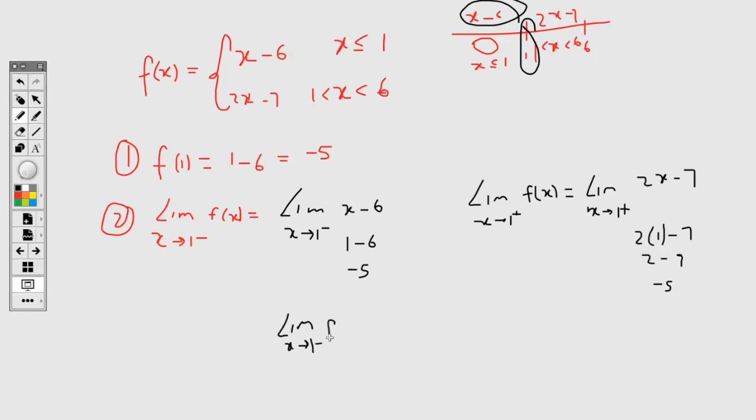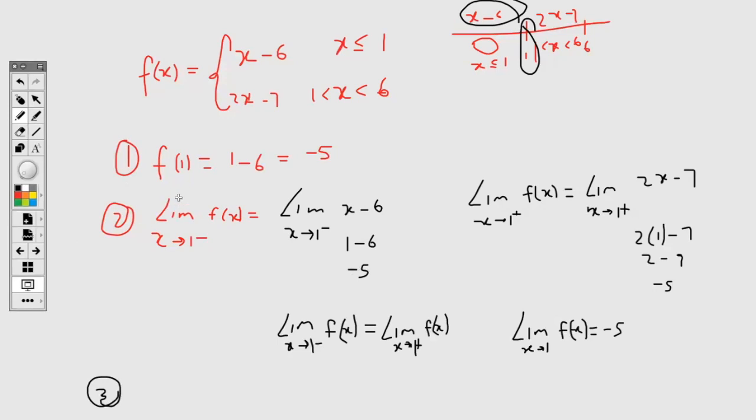The limit coming from the left is the same as the limit as x tends to 1 coming from the right. So since they're equal, because I've just found them to be negative 5, then it means the limit exists. So the limit as x tends to 1 for the function f of x is negative 5.